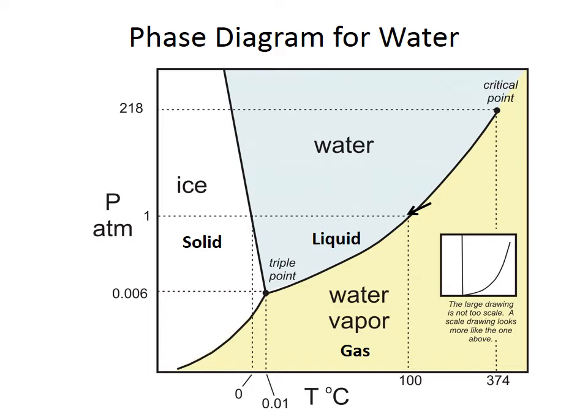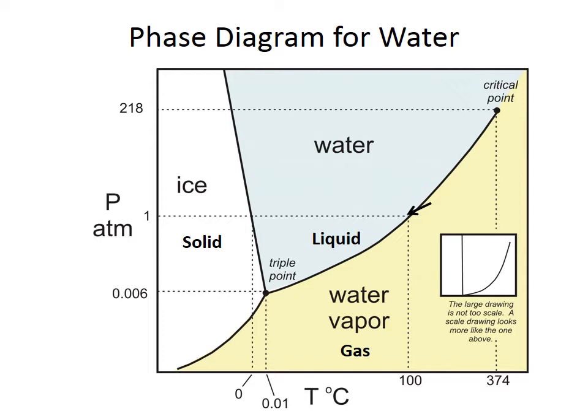Notice that for the phase diagram, we have our temperature plotted on the x-axis and the pressure in atmospheres plotted on the y-axis. Now this is not drawn to scale. It's drawn so that we can see the different phases much clearer. It's drawn in that way so we can use it and see the different phases under the different conditions of temperature and pressure.